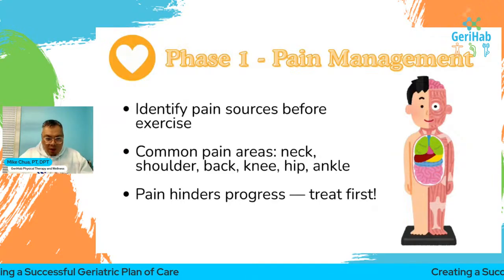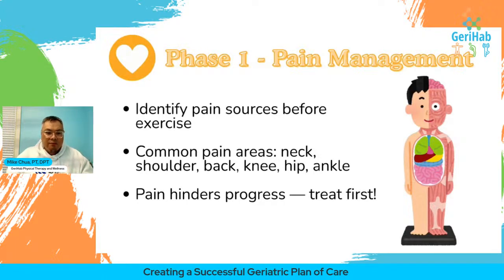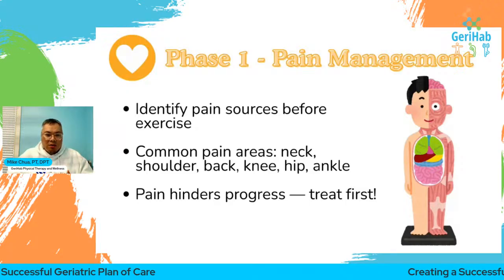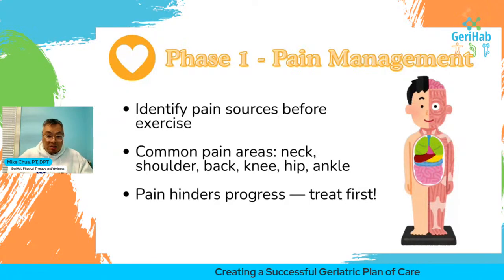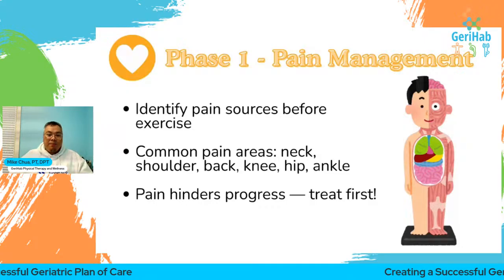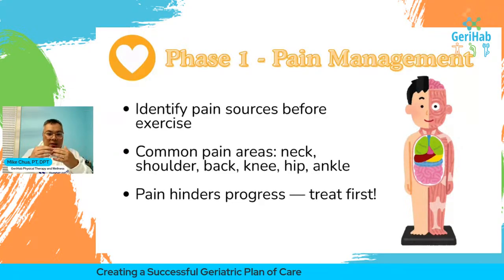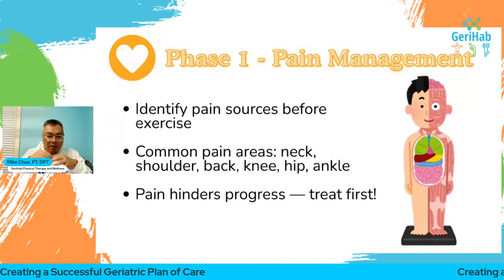Okay, so phase one. Let's talk about phase one. Phase one is pain management. We have to identify the source of pain first. There are plenty of therapists out there who just go ahead and start letting them do jumping jacks, right? Or ride the bicycle. We have to ask them about their pain first. You know, common pain areas: check the neck, the shoulders, the scapular blade, the low back, from cervical to thoracic to lumbar, to their hip and knee and ankle.